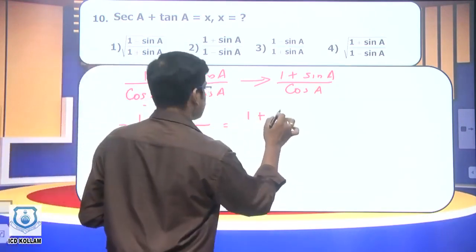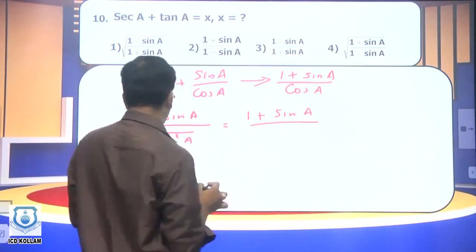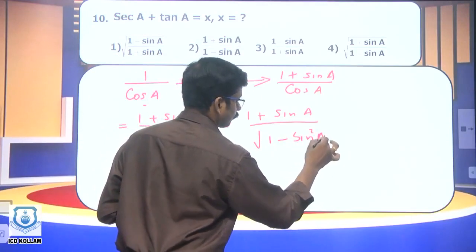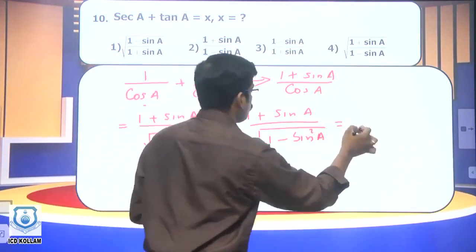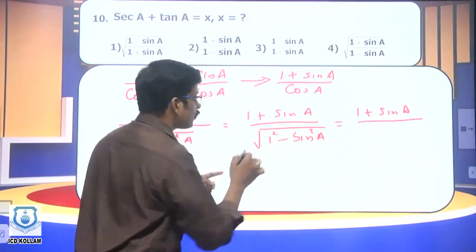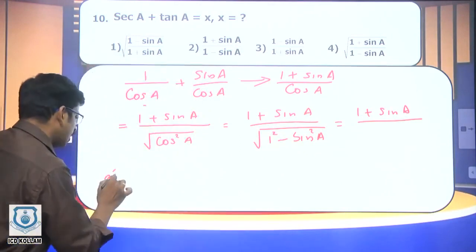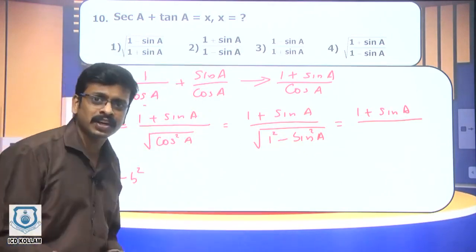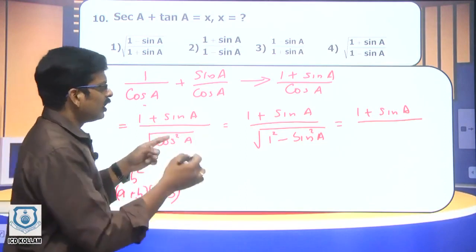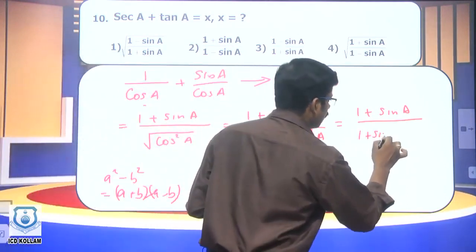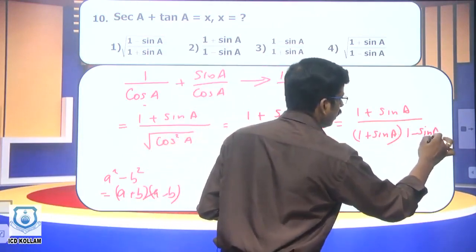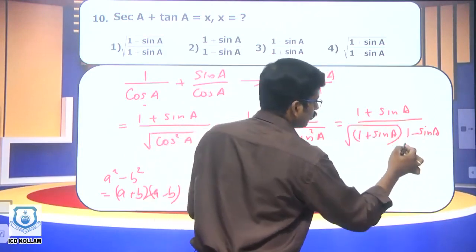So 1 plus sin a is in the numerator and in the denominator it is square root of 1 minus sin square a. Okay. Now the numerator is again 1 plus sin a, no change, but the denominator is like 1 square minus sin square a, like a square minus b square. What is a square minus b square? It is a plus b into a minus b. So 1 plus sin a comes here, and 1 minus sin a comes here. But don't forget the square root symbol.